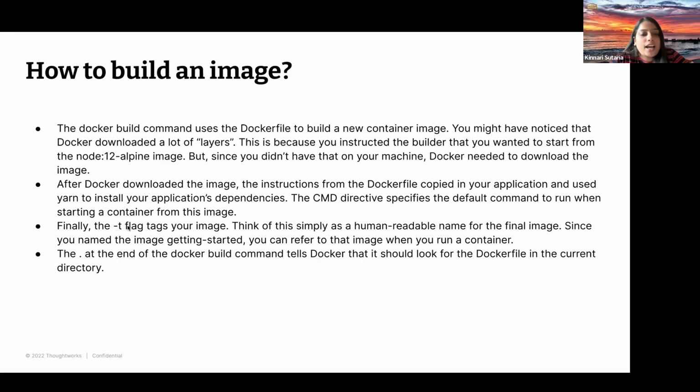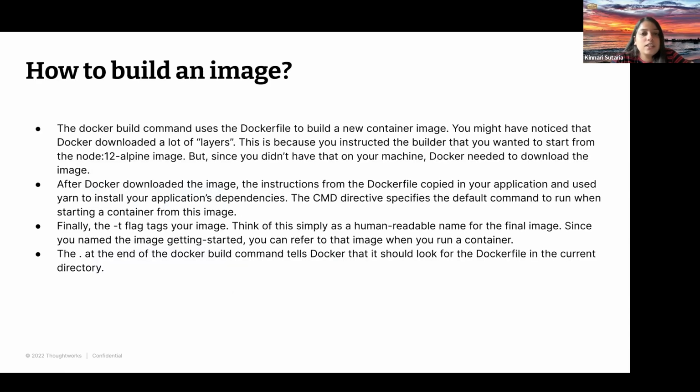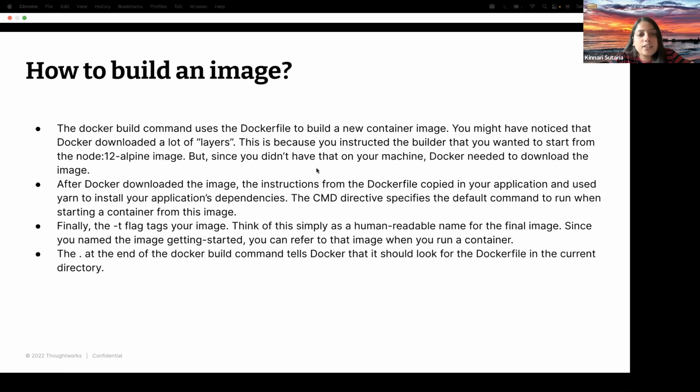-t is added for the tag, as I explained earlier, right? To have a human readable name for the final image, you can add a tag. The dot again at the end is to pick up the Docker file that is there in that particular folder. Okay. Is there any questions until now?